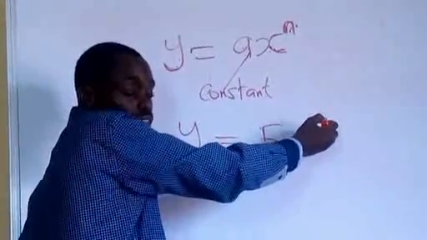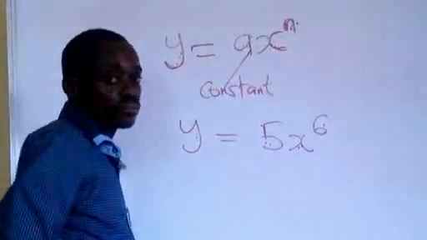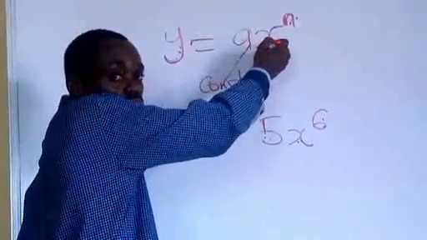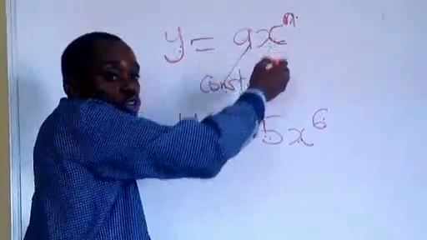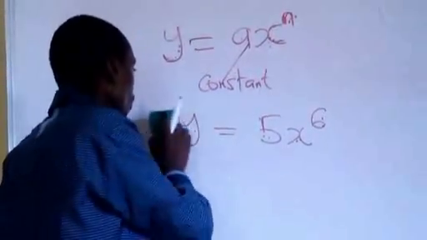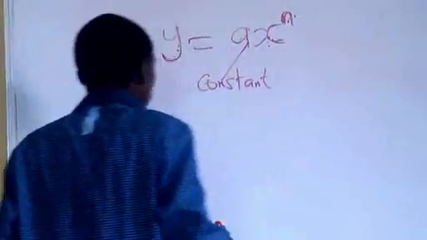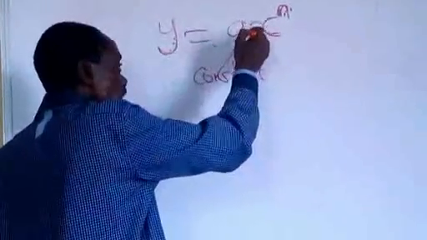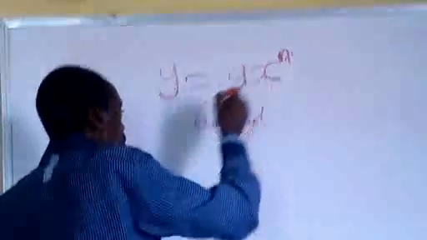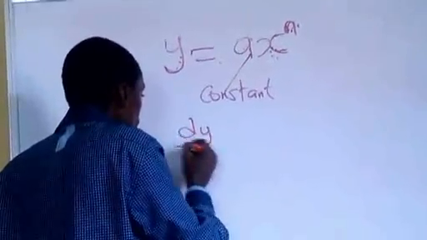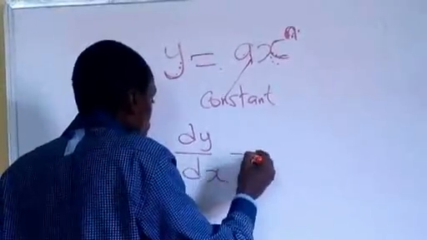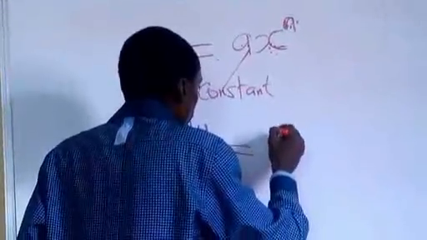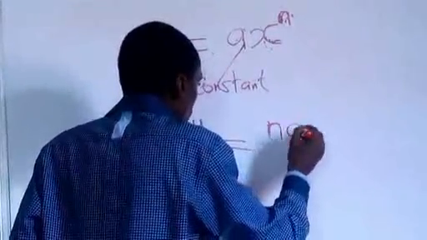So if you are given this general function and you are asked to find the gradient function, that is dy/dx, how are you going to do that? For a general function y equals ax^n, dy/dx is equal to n a x^(n-1).